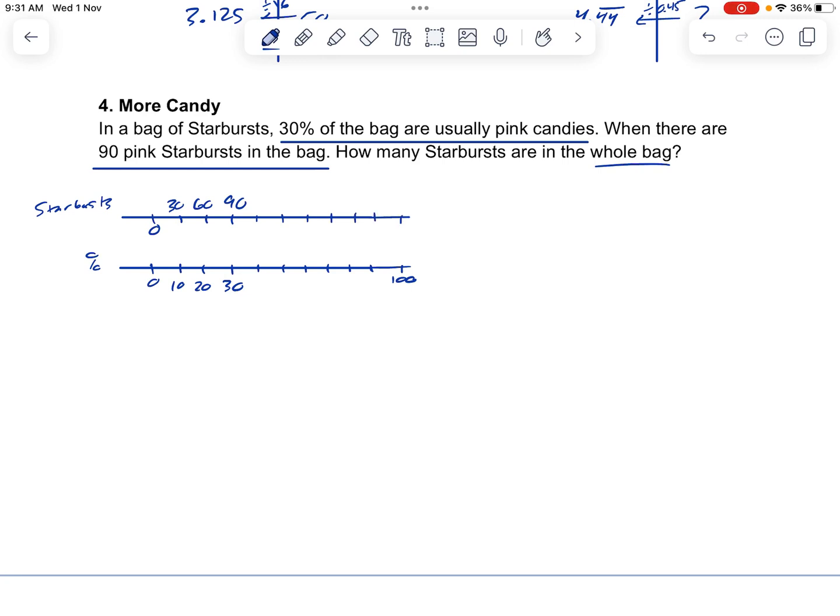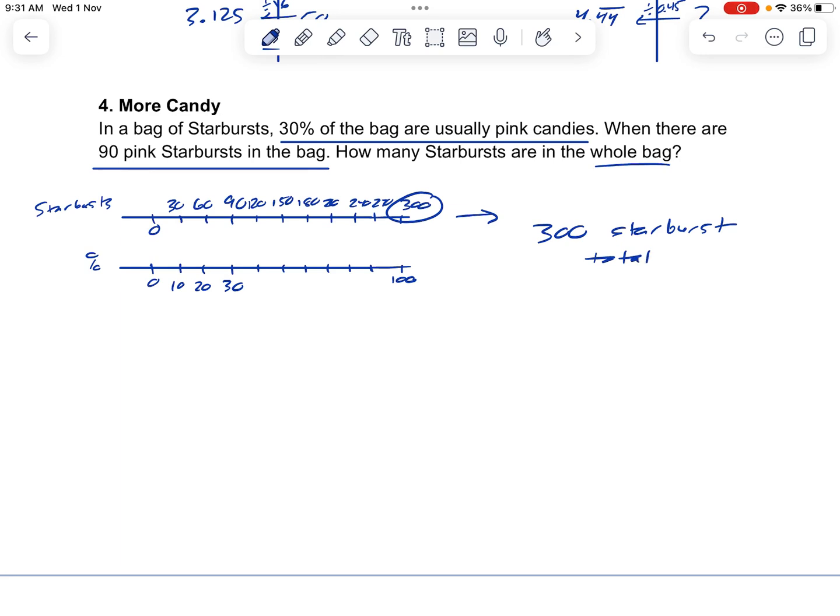And if you're doing a double number line, you could just keep on counting up. I could keep adding 30s. So 120, 150, 180, 210, 240, 270, and 300. So my answer is going to be that there are 300 Starbursts total. So that would be one way to do it, is just to count up.